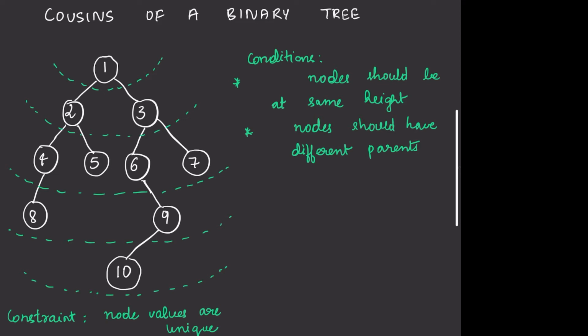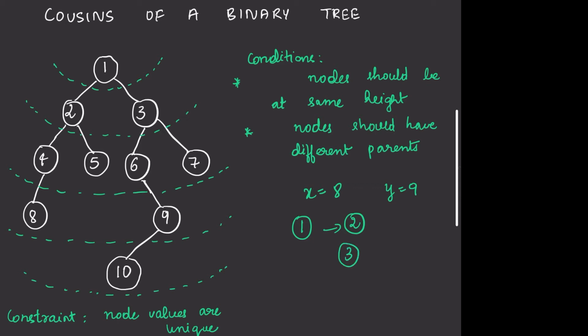So let's try to solve this problem. Let's have x equal to 8 and y equal to 9. The first step is we'll have a queue, and the only element in the queue is 1. And we'll check if x is there or y is there. No, both of them are not there. So we'll populate the next level. How do we populate the next level? We'll populate the children of 1, which are 2 and 3.